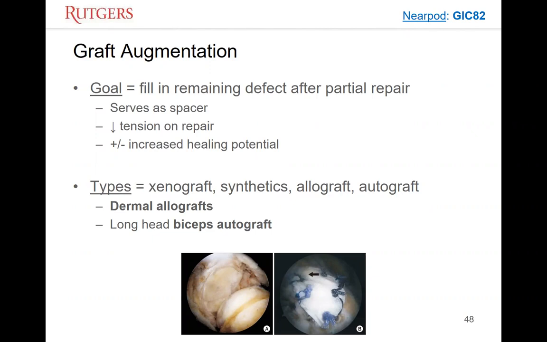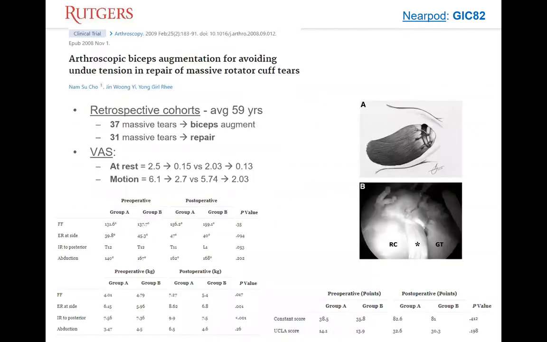The types of grafts available are numerous, including xenografts from pigs, synthetics like polycarbonate and polyurethane, fascial autografts, dermal allografts, and long head biceps autograft, with the last 2 being used more frequently. However, there are many different surgical techniques and protocols that have been suggested, making it challenging to determine if one is superior to the other.